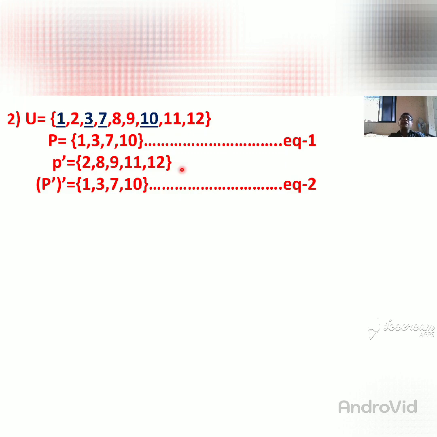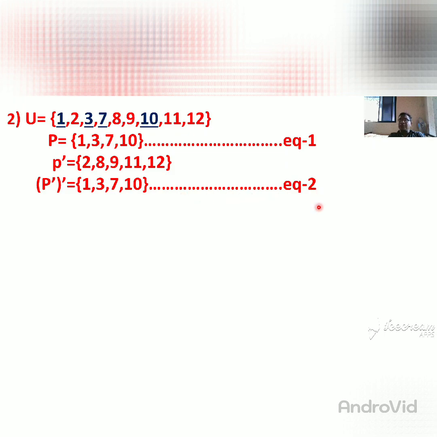If I want to write the complement of P dash, then I write the numbers which are absent in P complementary. So which elements are absent in P complementary? See the colored ones: 1, 3, 7 and 10. They are absent in P complementary, so that is the P complementary element. So which elements are those? 1, 3, 7, 10. I give P complementary equation number 2.